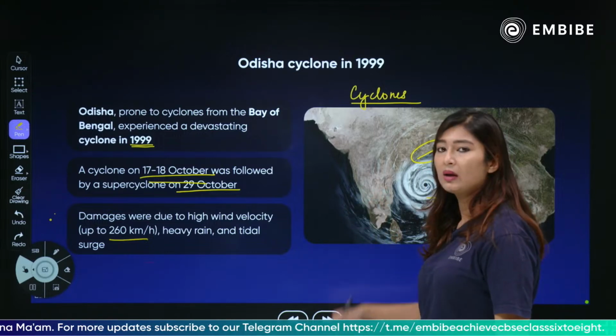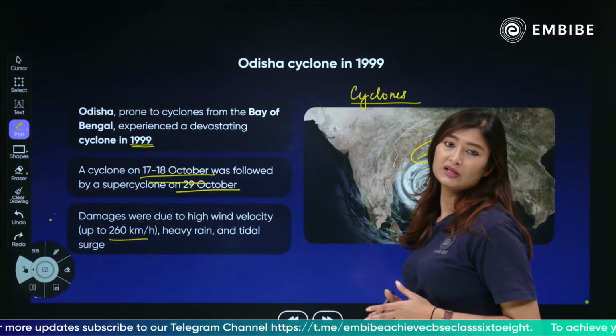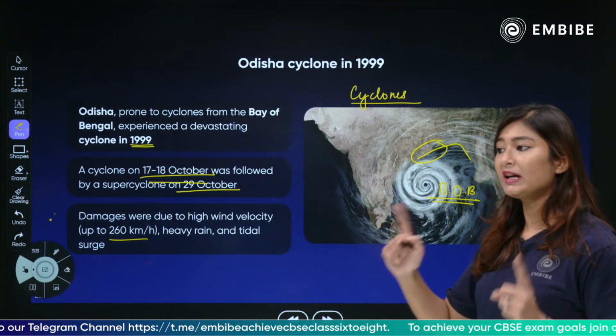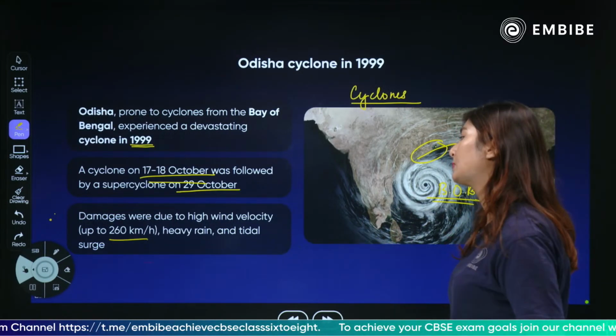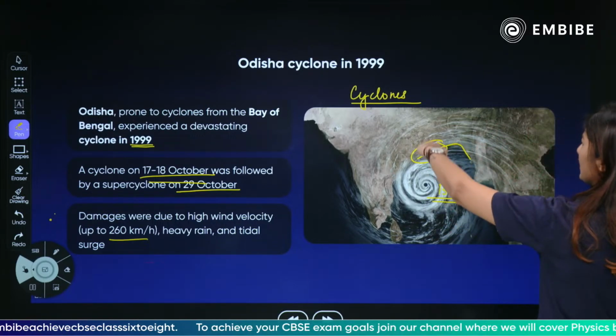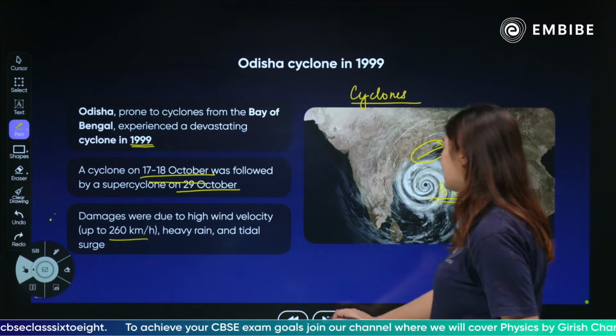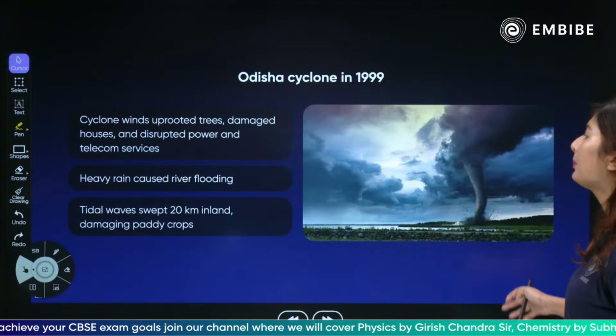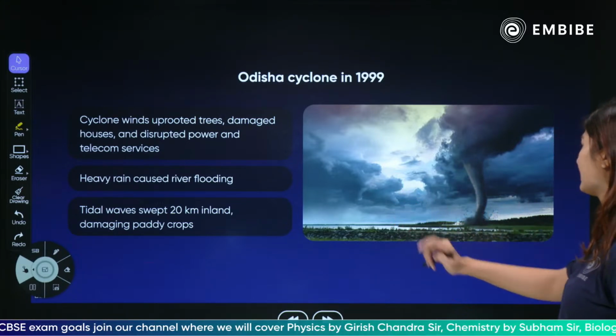The second one that comes is really going to be very destructive, especially because of the wind in the cyclone. The speed of that wind is 260 kilometers per hour, and it had a lot of rain and tidal surge, which means a lot of waves, a lot of tides rising in the Bay of Bengal. The cyclone winds uprooted trees and damaged houses, as I was telling you.